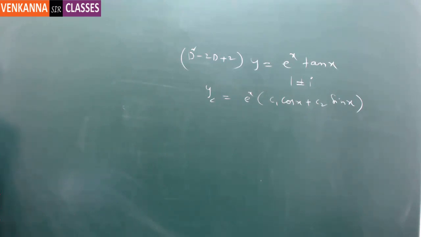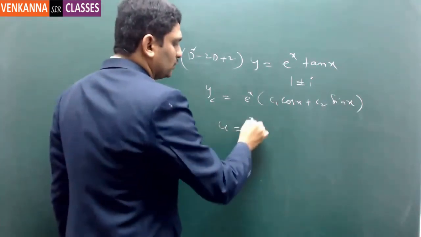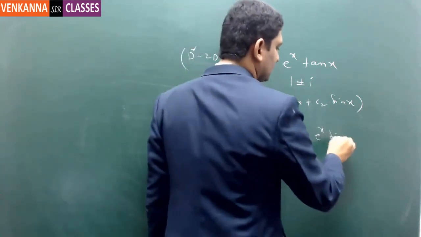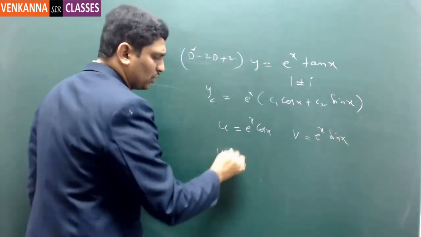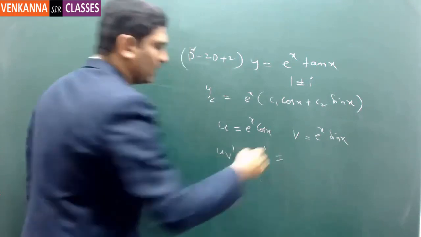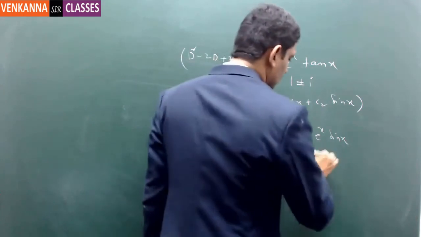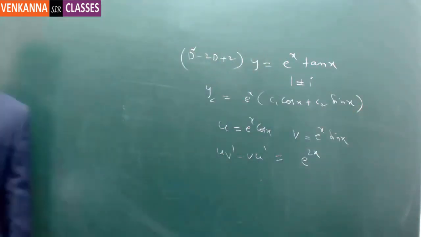Now what will be u value here and v value here? So here u is equal to e power x cos x and v is equal to e power x sin x. You please give me the input of uv dash minus vu dash. I say that you are going to get it as e power 2x. Please check.